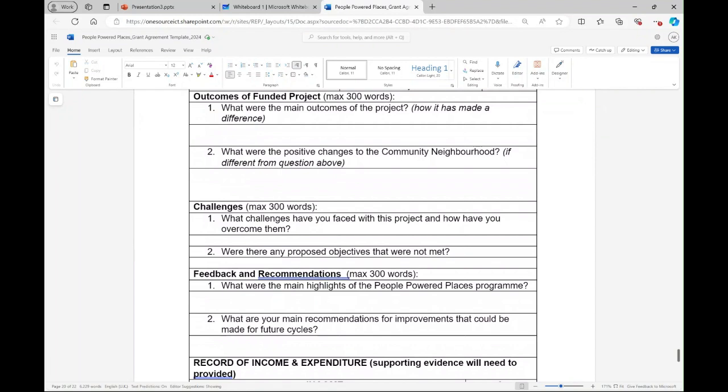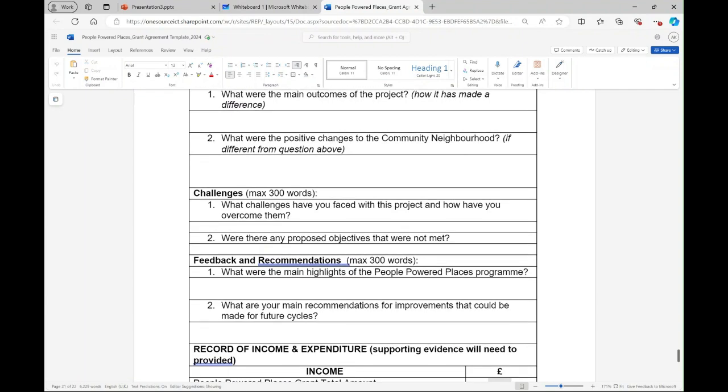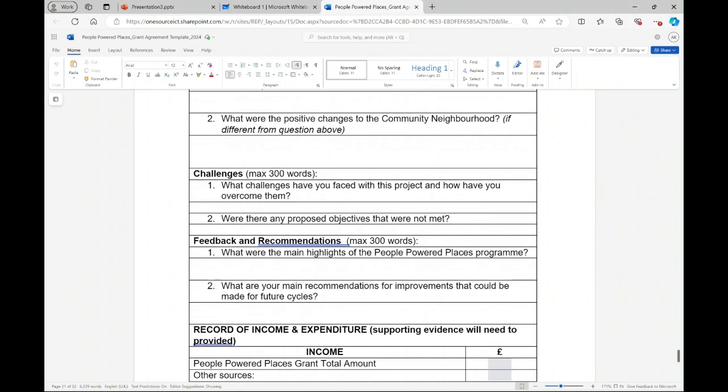So moving on, what were the main outcomes of the project? So how has it made a difference? So thinking about what we were talking about in the whiteboard, that lenses of people, place, and planet, and also thinking about the priorities and how they've been met. What were the positive changes to the community neighbourhood? Only if that's different from the above.